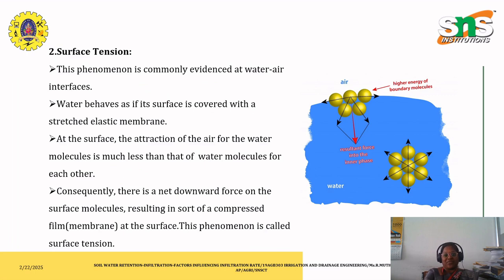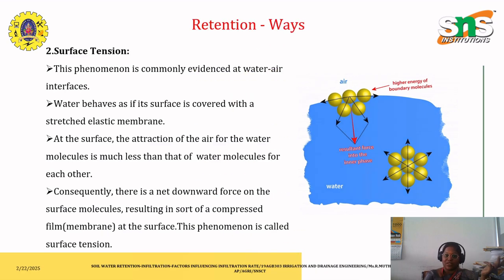The next one which we have seen is about surface tension, where the higher energy of boundary molecules will reach the downwards motion due to the resultant force into the inner phase, and in which the water behaves as if its surface is covered with a stretched elastic membrane. Consequently, there is a net downward force on the surface molecules, resulting in a compressed film at the surface. This phenomenon is said to be surface tension.